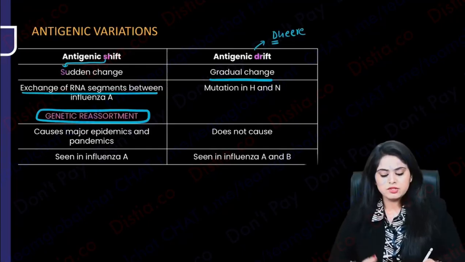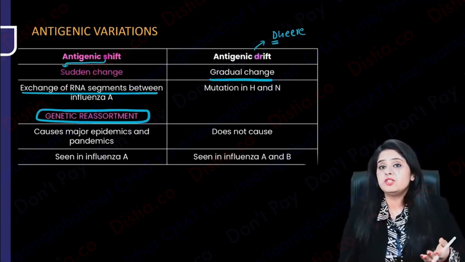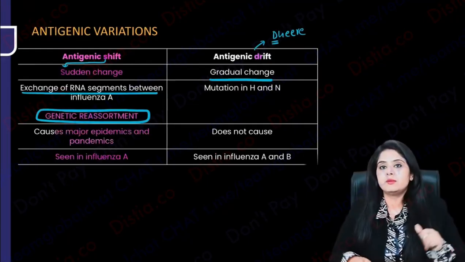I have already told you, shift is very sudden. S for S, shift is very, very sudden, very, very major. And I just told you it was influenza A which was having all the major things. And influenza A was causing both epidemics and pandemics. So all about influenza A comes over here.